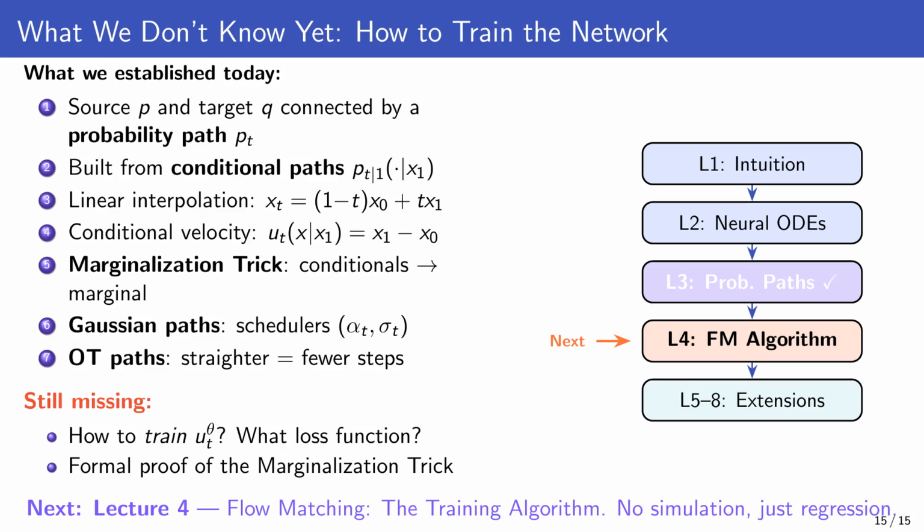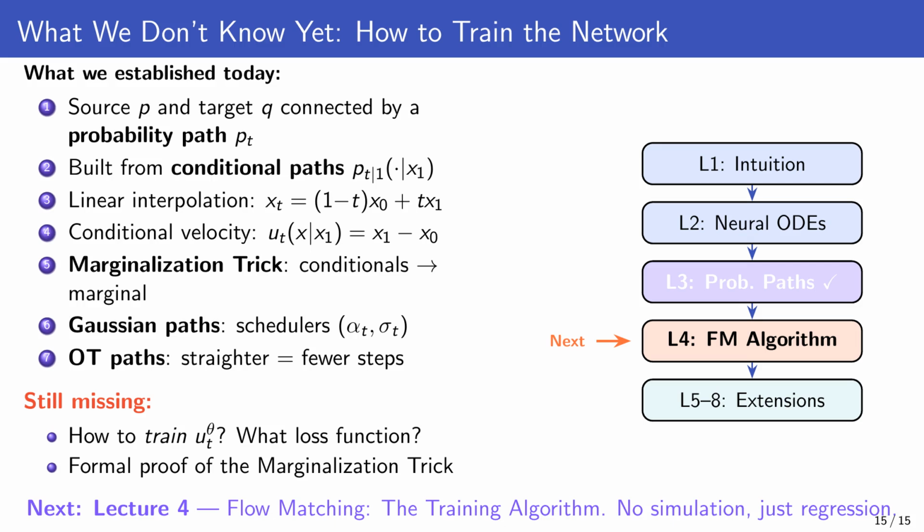Let me recap what we have accomplished today and what remains. We established 7 key ideas. First, the generative modeling problem is about connecting a source distribution P to a target distribution Q. Second, we connect them with a probability path pt that interpolates from noise to data. Third, we build this path using conditional paths, one per data point. Fourth, the simplest conditional path is a linear interpolation, xt equals 1 minus t times x0 plus t times x1. Fifth, the corresponding conditional velocity is simply x1 minus x0.